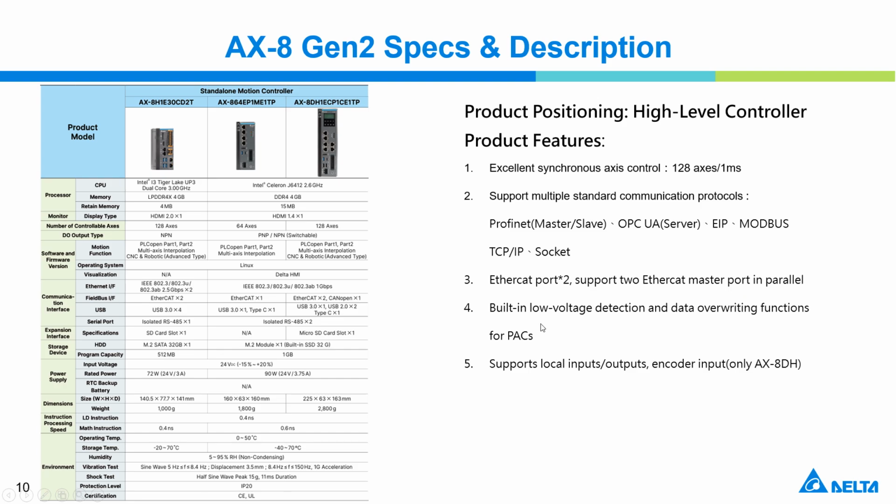And then it also has built-in low voltage detection and a data override function for PAC. The advantage of this function is that when it detects low voltage, it will stop writing the flash, save the key data and shut down safely, just in case it writes the wrong data to the address at low voltage. It can also support the local input and output and encoder input.